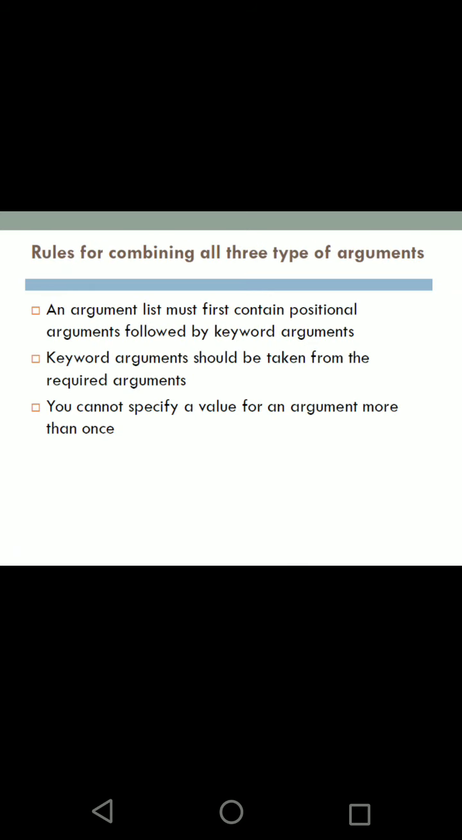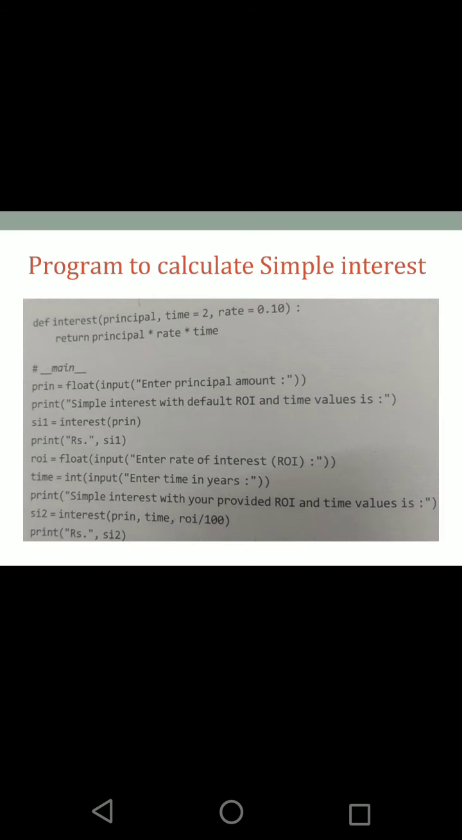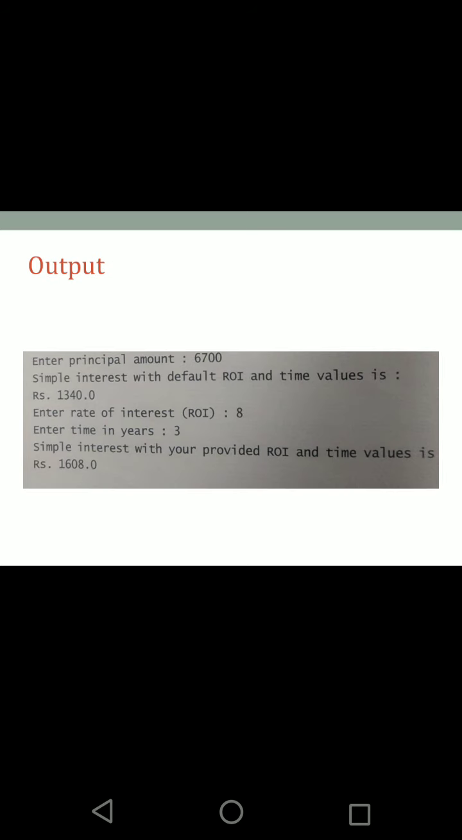And how to combine all the three types of arguments? Actually, you have to follow these rules while you are using all three types of arguments. An argument list must first contain positional arguments followed by the keyword arguments, and keyword arguments should be taken from the required arguments, and you cannot specify a value for an argument more than once. Here you can see some examples of valid and invalid function calls, and the reasons are also specified. You can go through it. And this is a program to calculate the simple interest, and the output for that program.